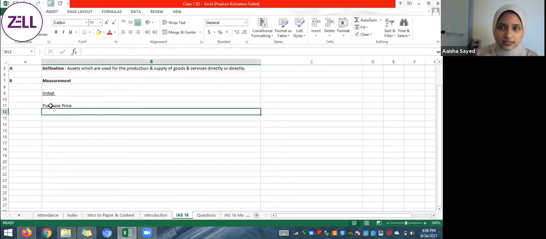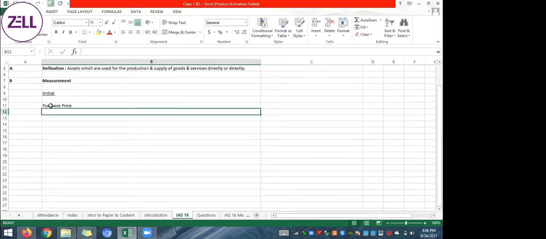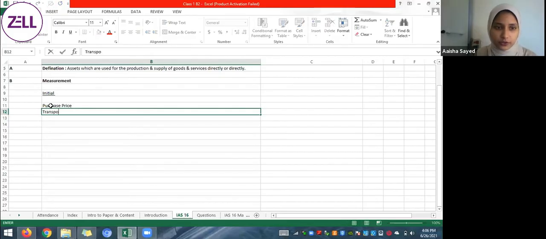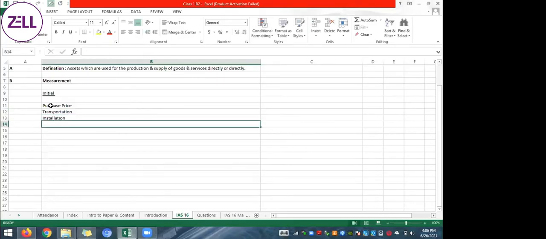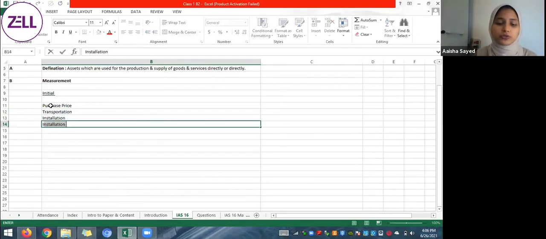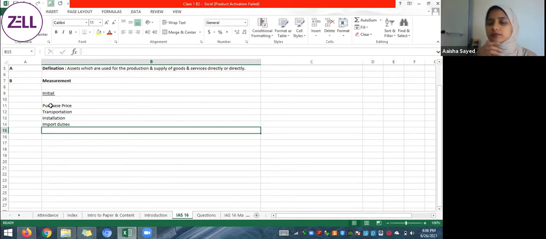After that, what all I'll start incurring? Transportation. Transportation. So the person that will ship it to me. So transportation. Installation. That comes in the factory, installation. Okay. Anything else? Borrowing cost. Import duties. When it's at the airport or at the port near the ship, you have to pay import duties. Okay. Then Finance.